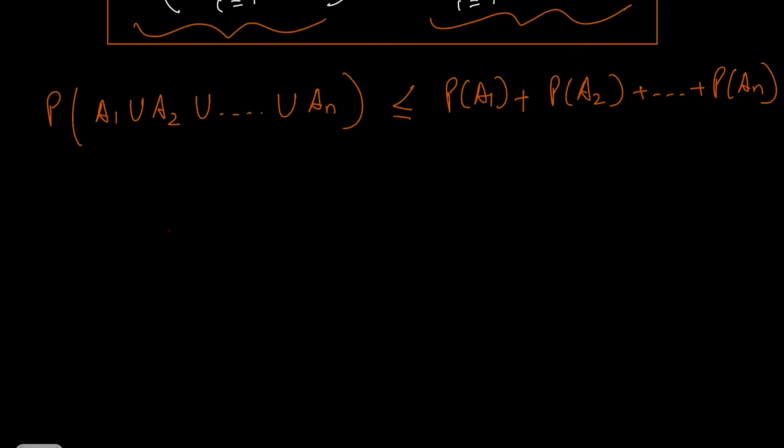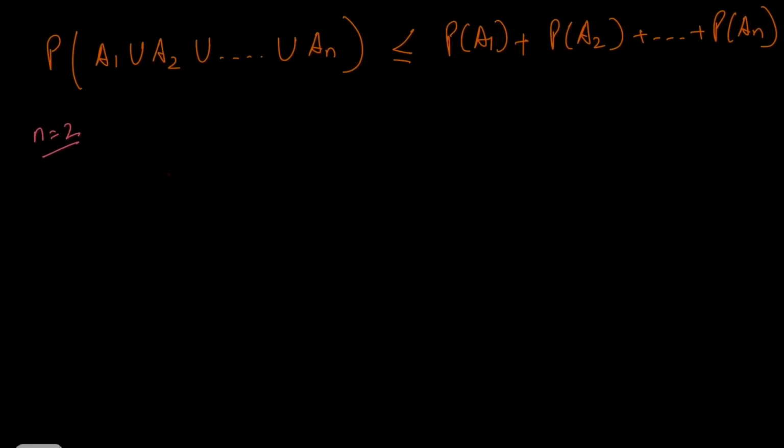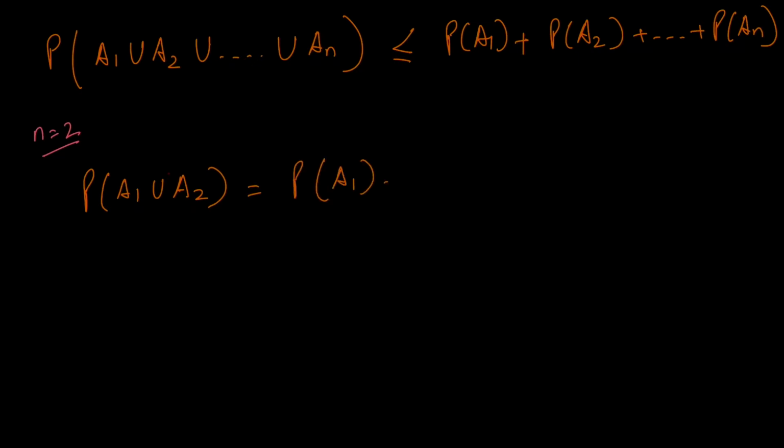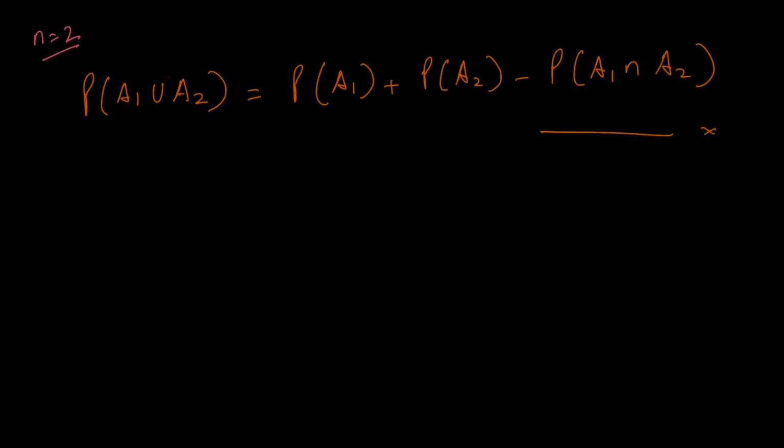So let us say we take n equal to 2. In that case, what will it become? Before that, let us just write the theorem of total probability, that is P of A1 union A2 is equal to P of A1 plus P of A2 minus P of A1 intersection A2. Now we can write this in a different way. So just remember this. Let's just call it star.